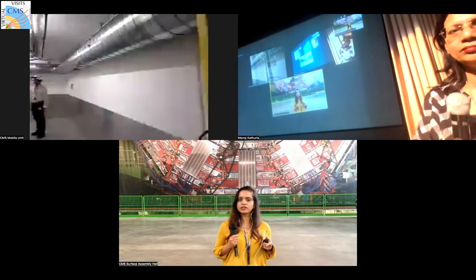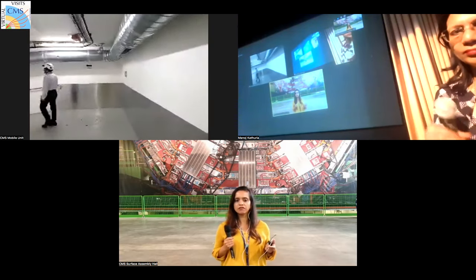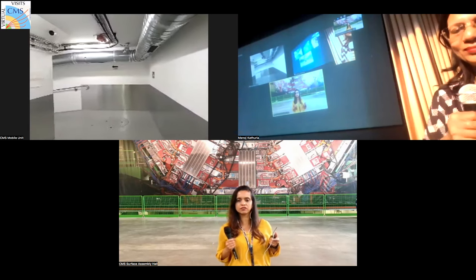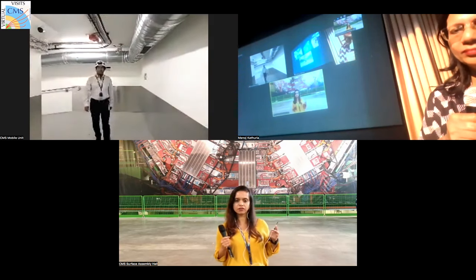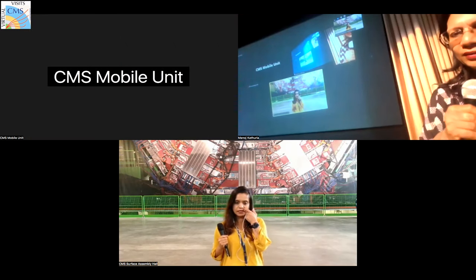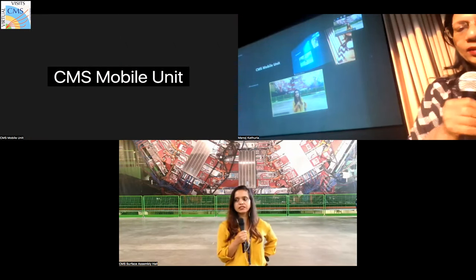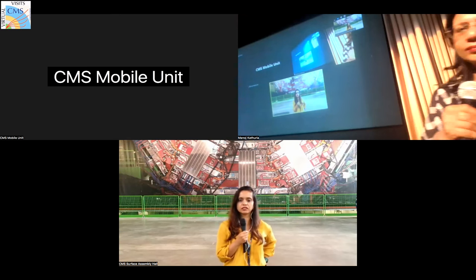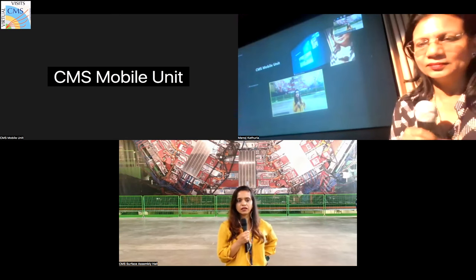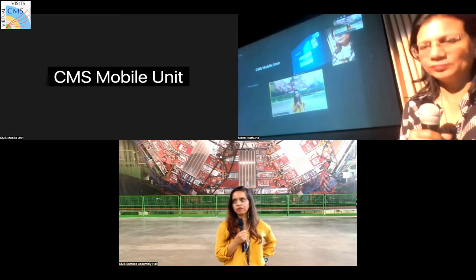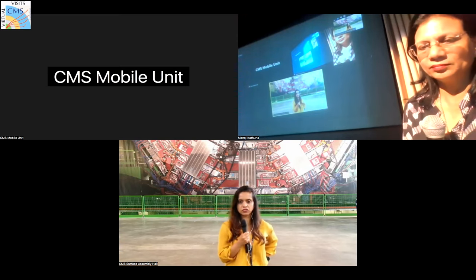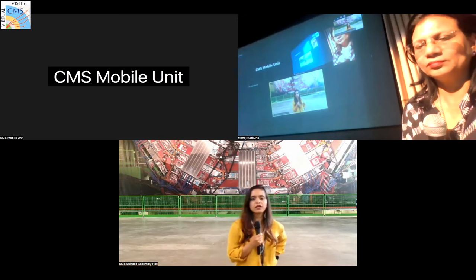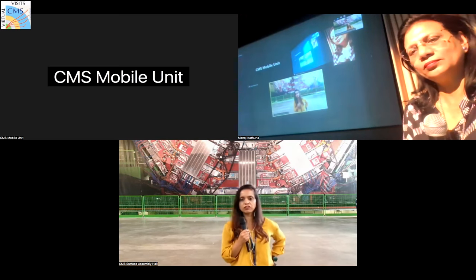Not all the data goes there, because we polish the data. We keep only those events which are useful for the physics that we are interested in, and this data is then sent to the tier two centers. India is also one of the tier two centers, at the Tata Institute, Mumbai. We also have a tier two center.